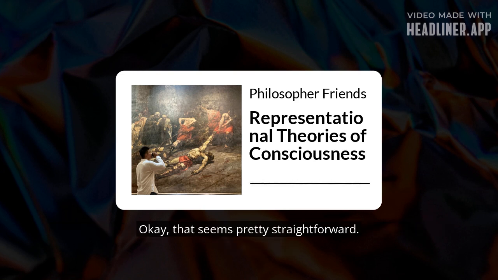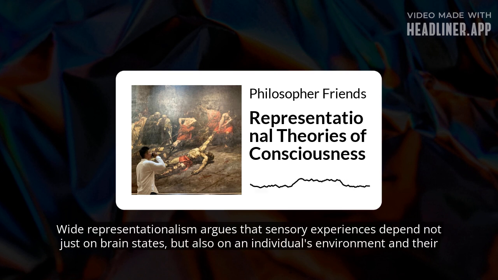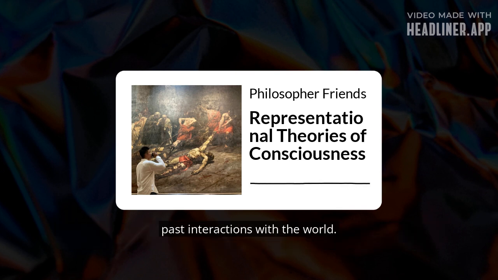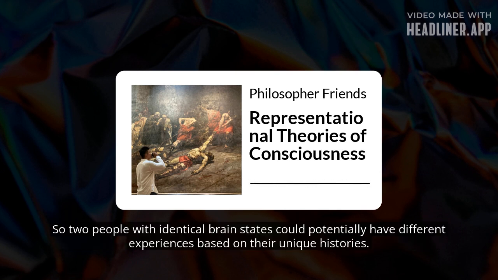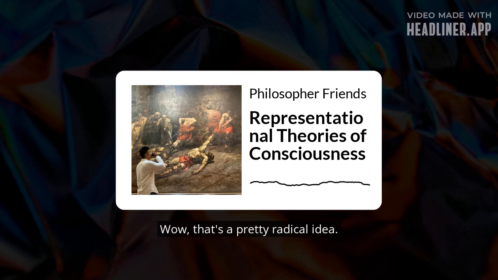Okay, that seems pretty straightforward. Right. So wide representationalism must be the opposite. You got it. Wide representationalism argues that sensory experiences depend not just on brain states, but also on an individual's environment and their past interactions with the world. So two people with identical brain states could potentially have different experiences based on their unique histories. Wow, that's a pretty radical idea.